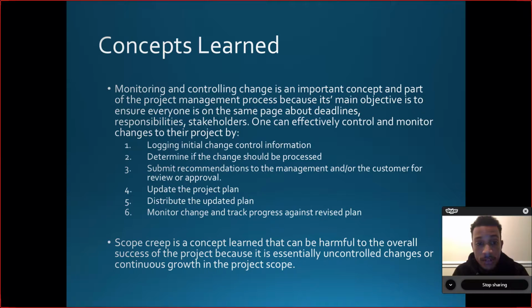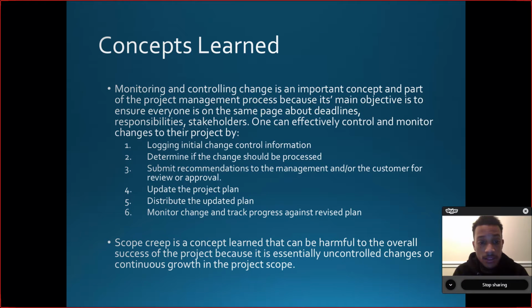Another concept learned was monitoring and controlling change, which is an important concept because it is a part of the project management process, and its main objective is to ensure everyone is on the same page about deadlines, responsibilities, and stakeholders. One can effectively control and monitor changes to their project by logging initial change control information, determining if the change should be processed, submitting recommendations to the management and/or the customer for review or approval, updating the project plan, distributing the updated plan, monitoring change and tracking progress against the revised plan.